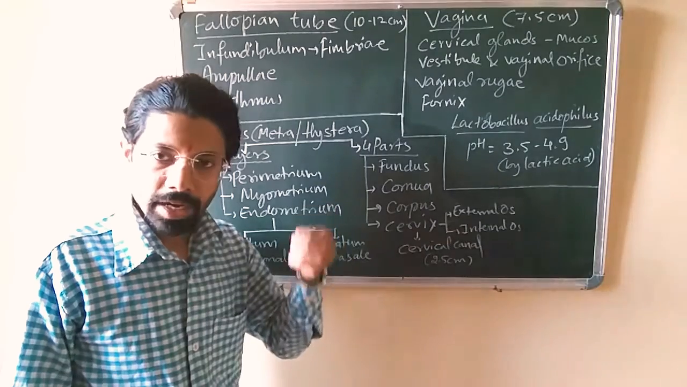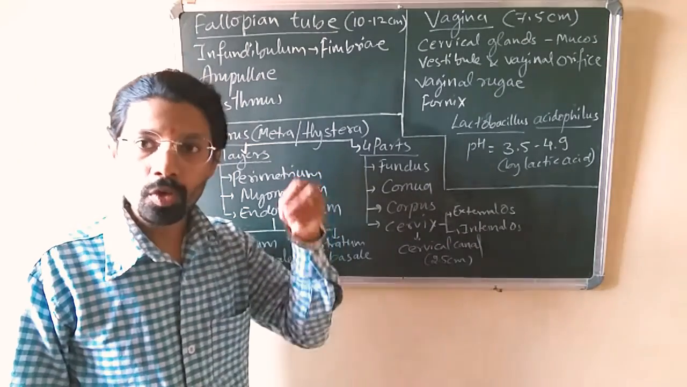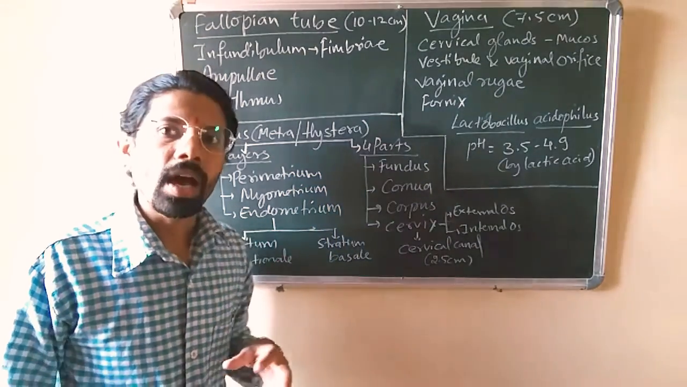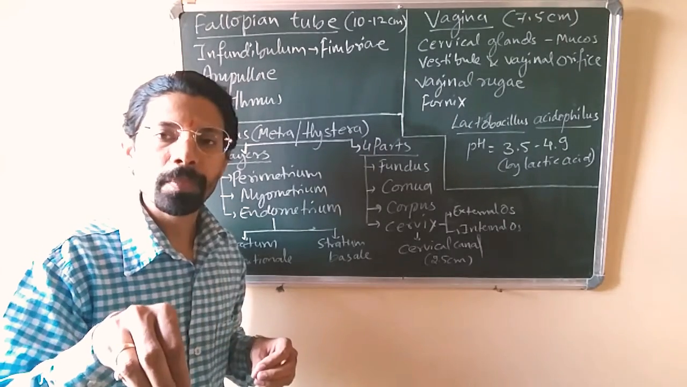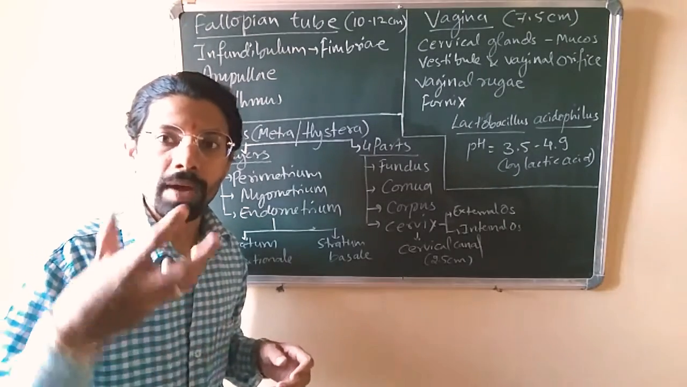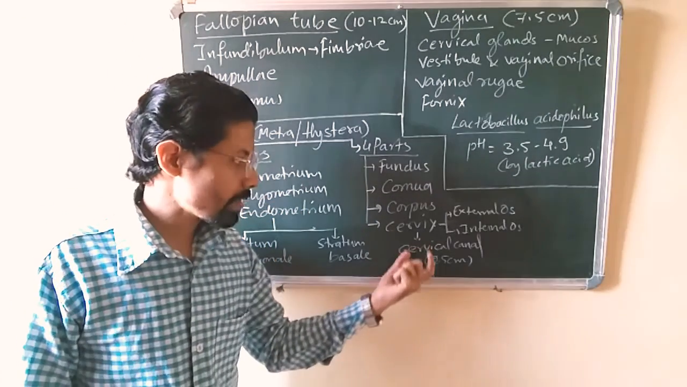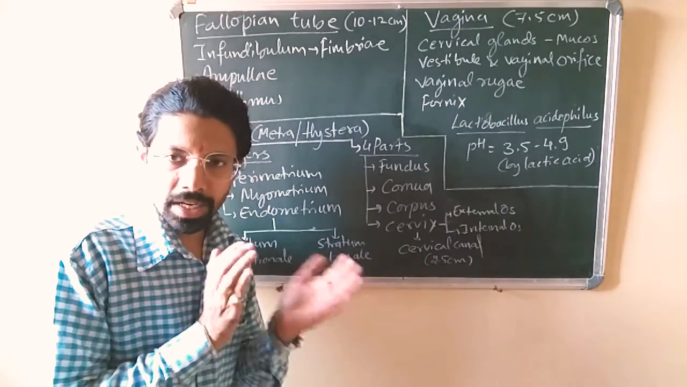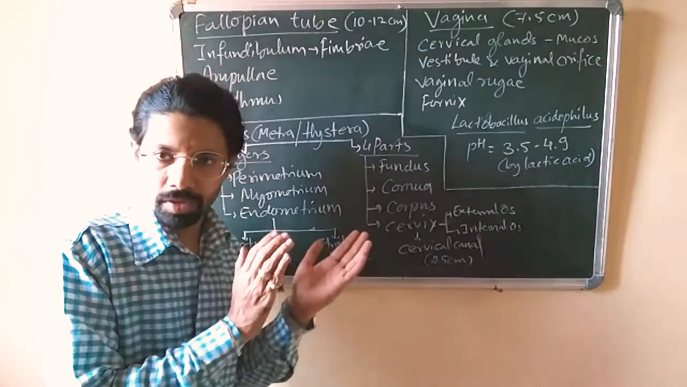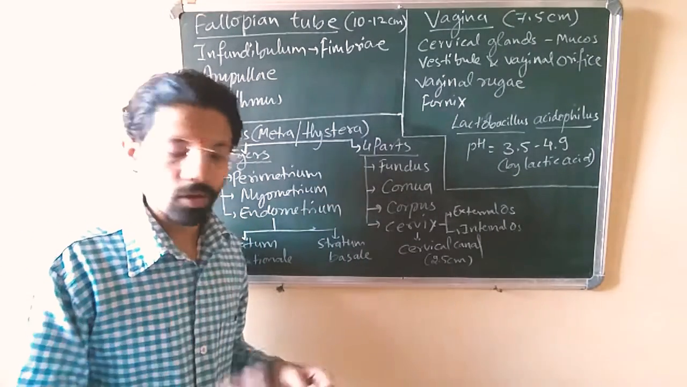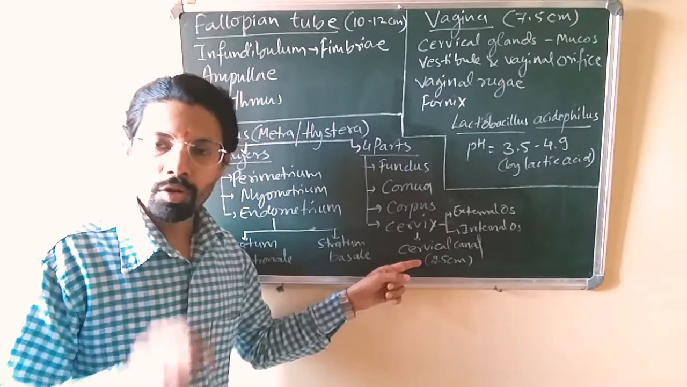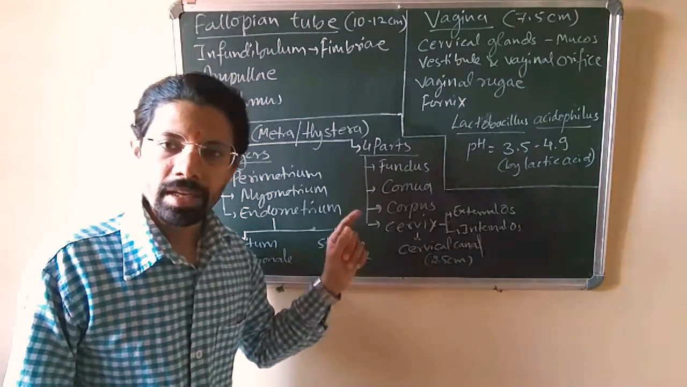Internal os is the internal connection of the uterus to the cervical canal, and the cervical canal leads to the vaginal canal. So the connection between the uterus and the vaginal canal is called the cervix. Now the cervix has a small canal which connects the vaginal canal and the uterus, called the cervical canal. This cervical canal is around 2.5 centimeter in length.